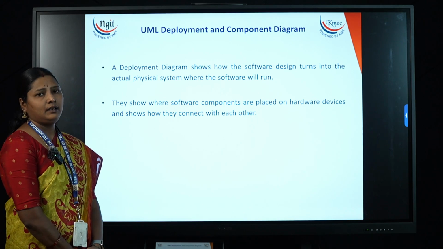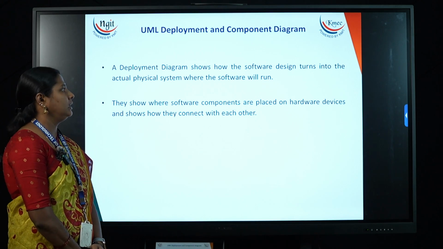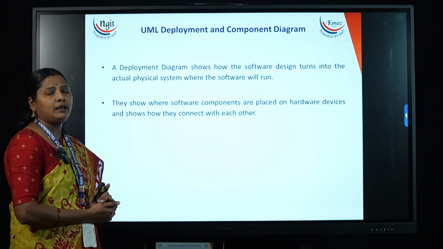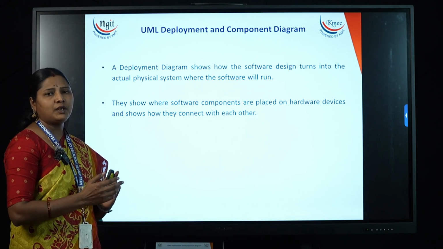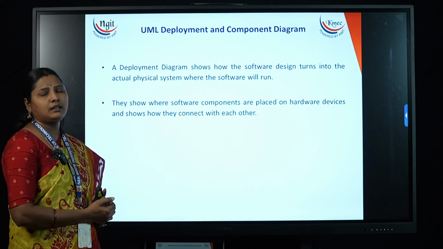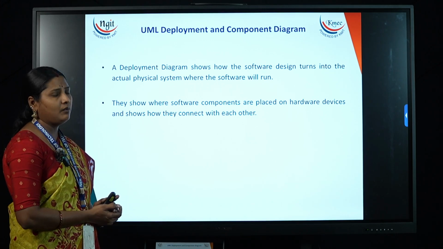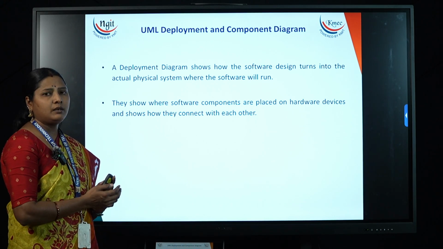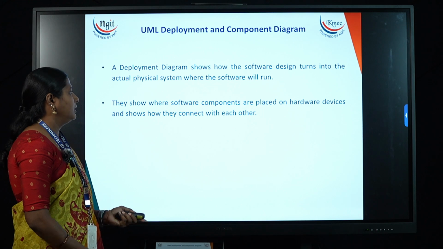Coming to what exactly a UML deployment diagram is. This diagram shows how the software design turns into the actual physical system where the software will run. Till now we have learned the various types of UML models, where the deployment model is an end model which will integrate the overall models into a single system to define exactly the working of the software. So this shows where software components are placed on hardware devices and how they connect with each other. This deployment model helps to implement the software into the system or the hardware machine.